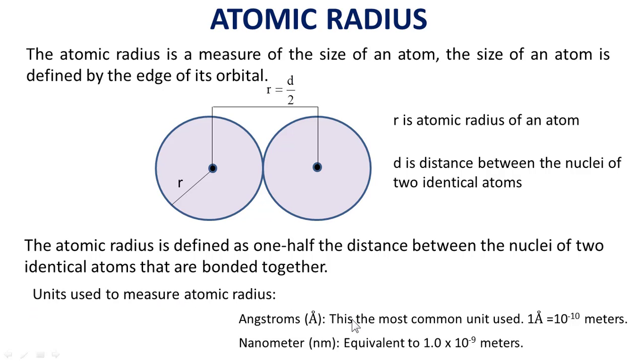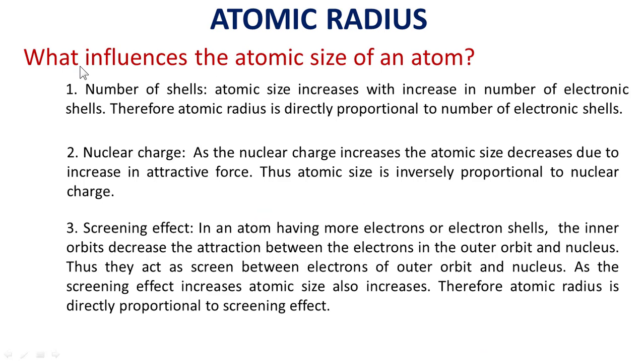As you know, the size of an atom is extremely small, so the unit most commonly used to measure atomic radius is the angstrom. 1 angstrom is equivalent to 10 to the power of minus 10 meters. They also use nanometers to measure atomic radius, and 1 nanometer is equivalent to 10 to the power of minus 9 meters.